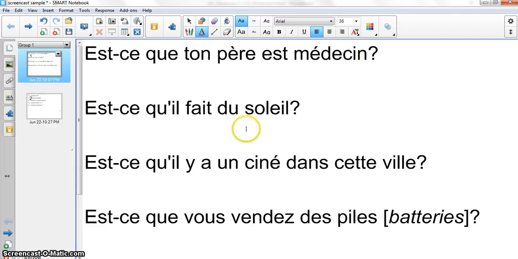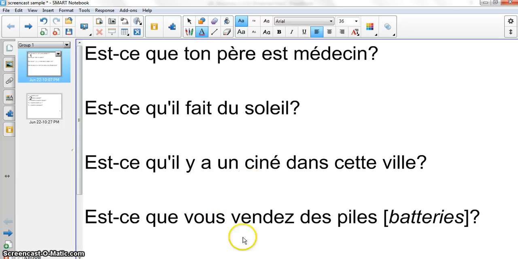Okay, est-ce qu'il fait du soleil? Is the weather sunny? Is it sunny? Literally, is it that it is sunny out? Est-ce qu'il y a un ciné? Is there a movie theater? Is there a cinema? Again, is as a helping verb in this yes/no question expression. Est-ce qu'il y a un ciné dans cette ville?